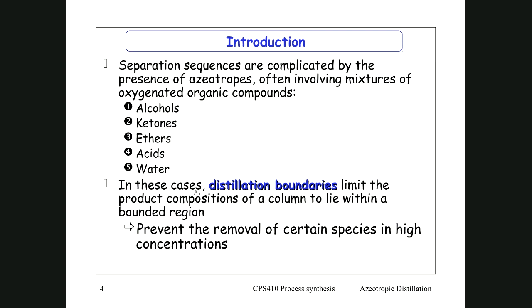Okay, in these cases, distillation boundaries limit the product compositions in a column to lie within a bounded region. So if we think of the ethanol water distillation in the azeotrope, it means that if we have ethanol 50%, water 50%, we can distill that right until a maximum ethanol concentration of 96%. And that means at 96%, if you boil a mixture that has 96% ethanol and 4% water, the vapor that comes off when you boil that has got exactly the same composition, and therefore no separation occurs when you do that distillation. So this prevents the removal of certain species in high concentrations. That is, ethanol we won't be able to get as 100% ethanol.